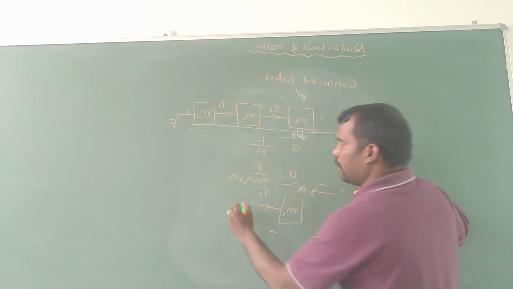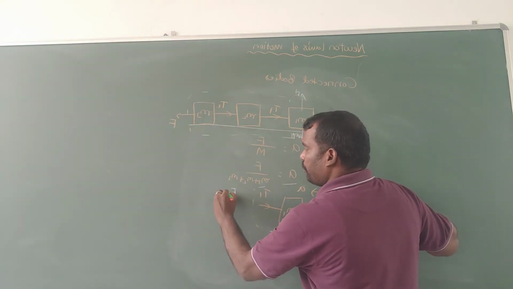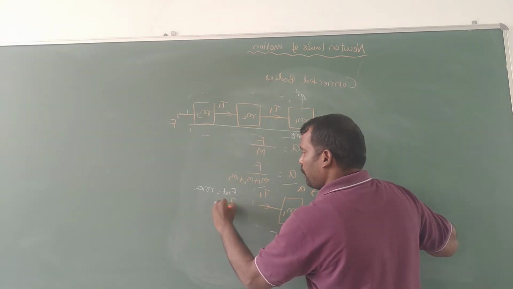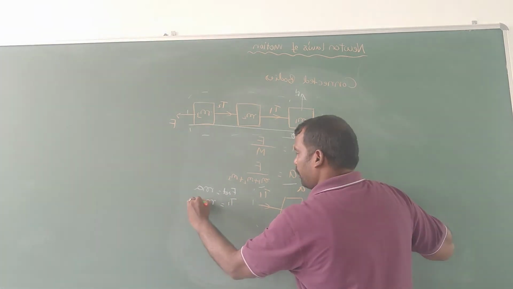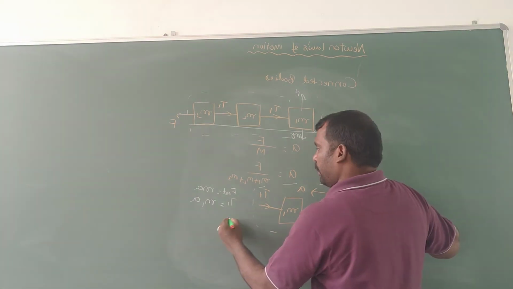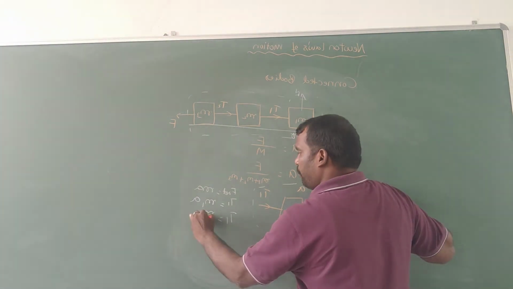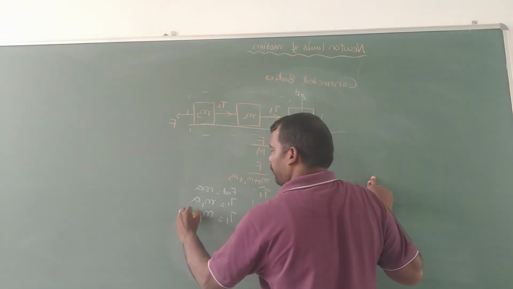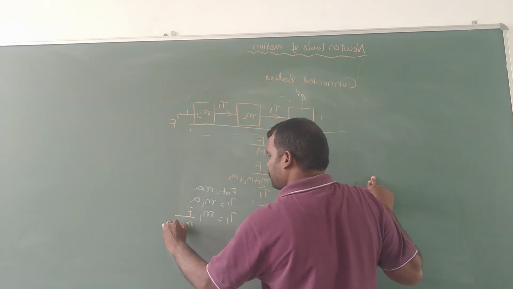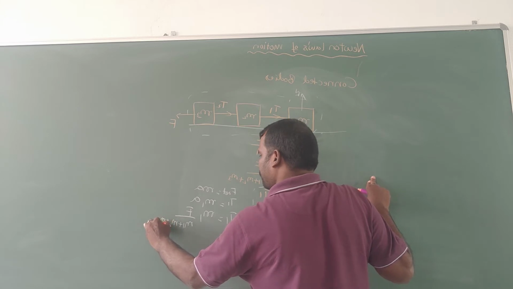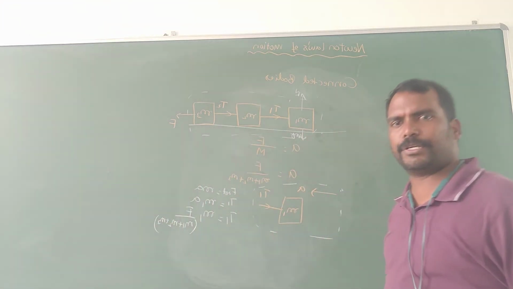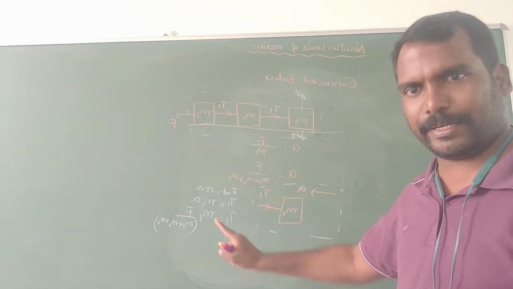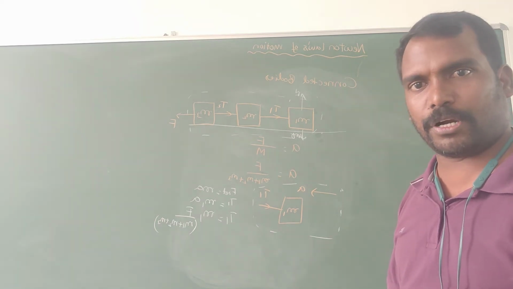Now the direct shortcut: F net equals m a. Only one force is acting, so T1 is equal to m1 a. Directly T1 equals m1 into a, and we already calculated a. Substituting the value of a, T1 equals m1 into F by m1 plus m2 plus m3. This is the tension T1 directly by using the shortcut.